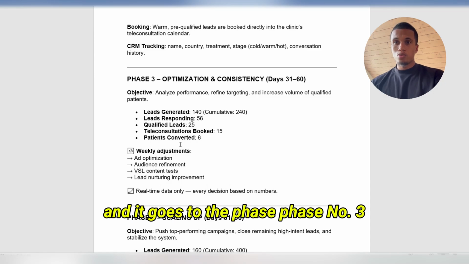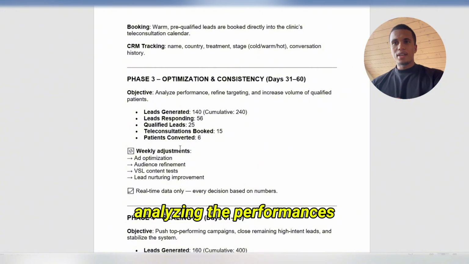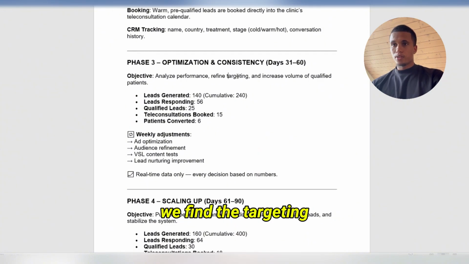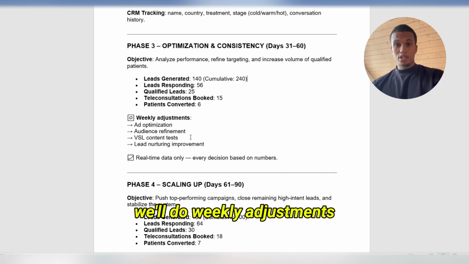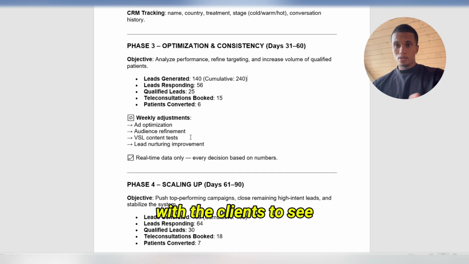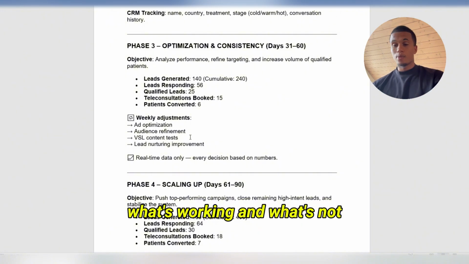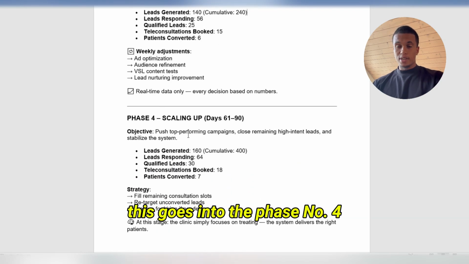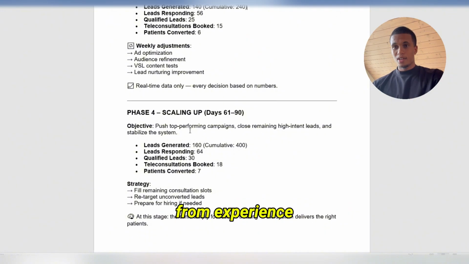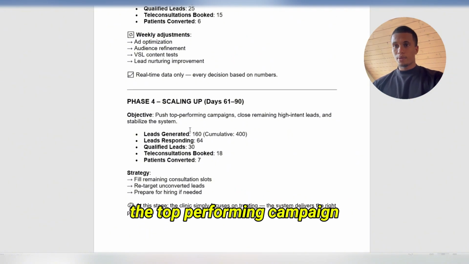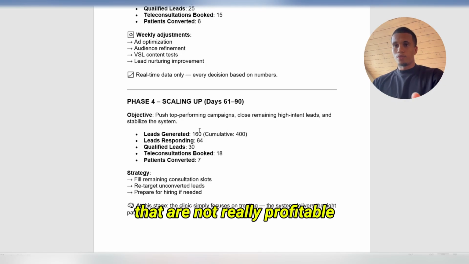And it goes to phase number 3, which is month 2. We'll start analyzing the performance, refine the targeting, and increase the volume of qualified patients. We'll do weekly adjustments with the clients to see what needs optimization, what's working and what's not. This goes into phase number 4, the 3rd month, where we see the best results from experience. We'll push the top performing campaigns and close the ones that are not really profitable.